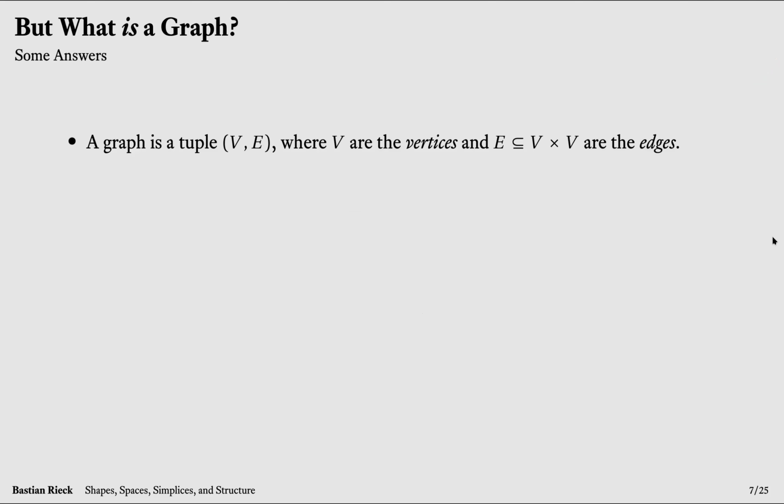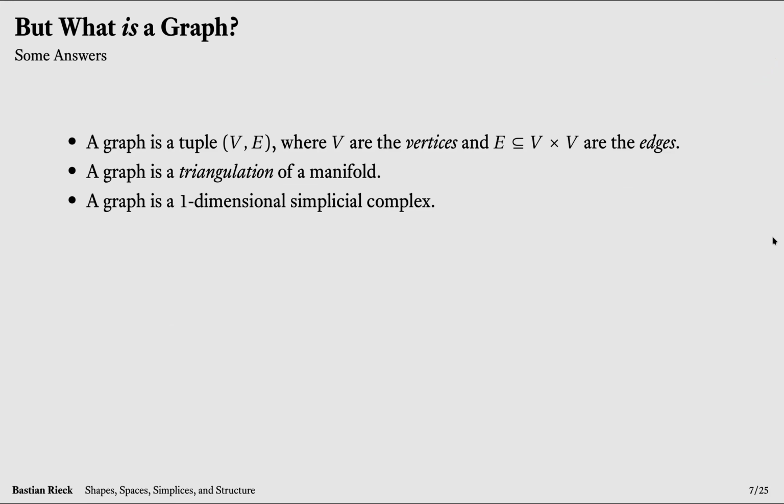How might we use that though? Because it turns out that when we look a little bit behind the curtain, there are a lot of different definitions for what a graph is. So some people would say it's a tuple with vertices and edges. You already know that. You could also say a graph is nothing but a triangulation of a manifold. Or you could say, if you feel very fancy, that a graph is a one-dimensional simplicial complex. Or you could say that a graph is a metric space. Or you could say a graph is just a set system. None of these definitions is more true or less true than any other. They're all valid in their different contexts.